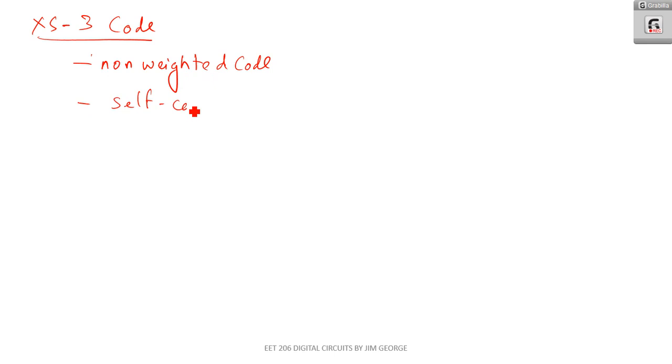So coming to the Excess-3 code. Basically, the Excess-3 code is a non-weighted code. Again, it is a self-complementing code. I will explain how it becomes a self-complementing code by the end of this lecture. It is a self-complementing BCD code.